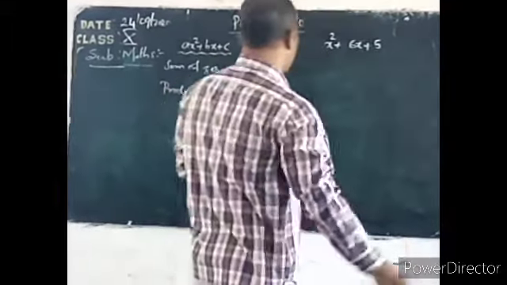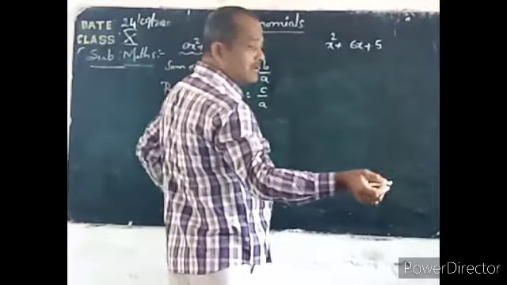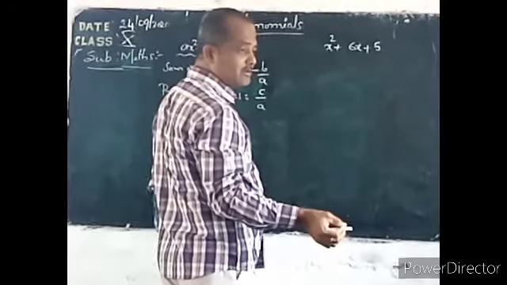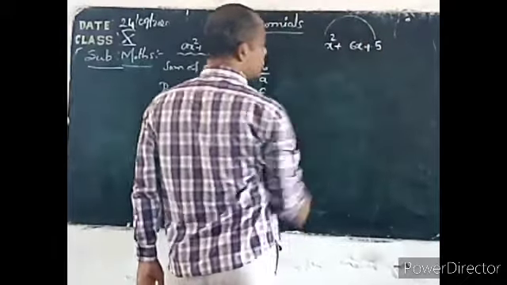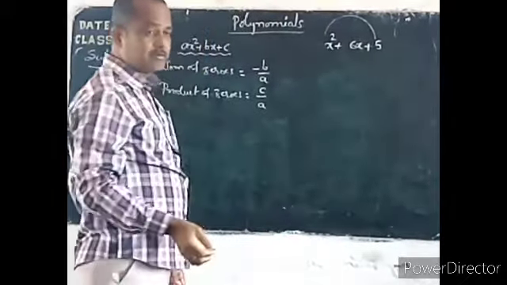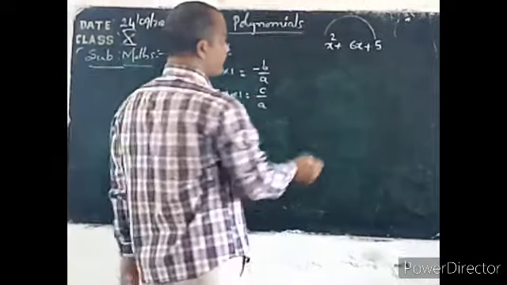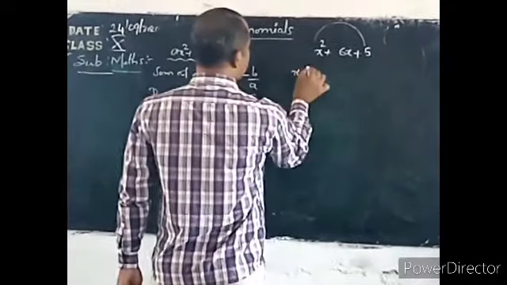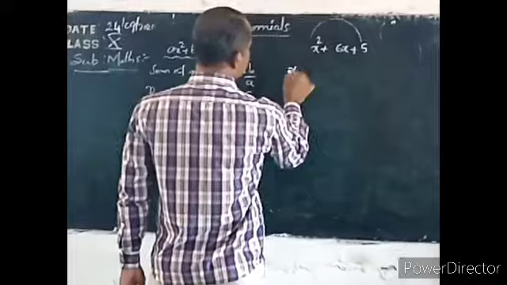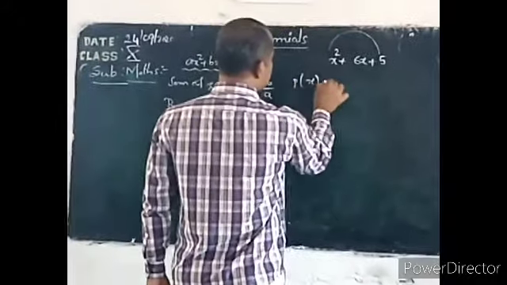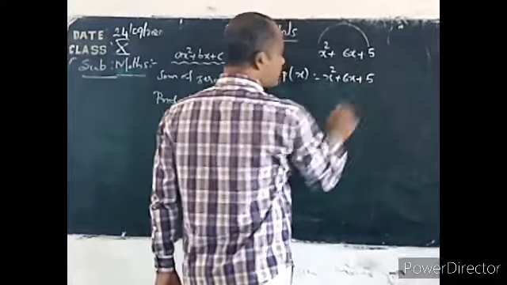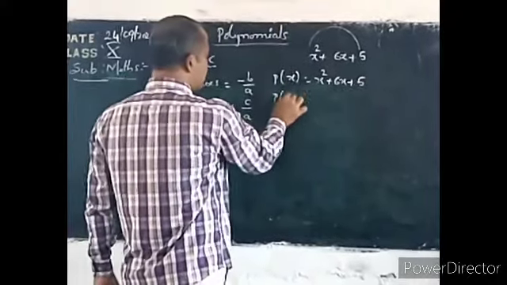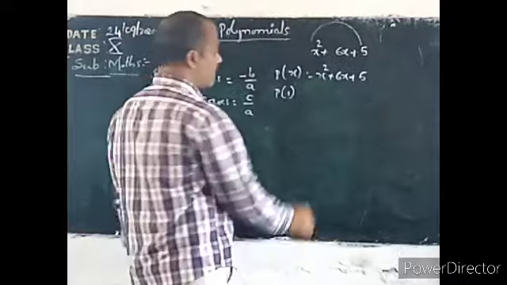Now, finding the values of the polynomial for different values. If you want, you may also find them directly. In earlier classes we learned this. Now p of x is x square plus 6x plus 5. Now p of 1.